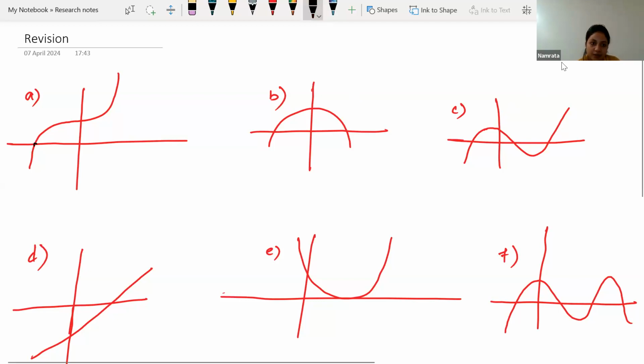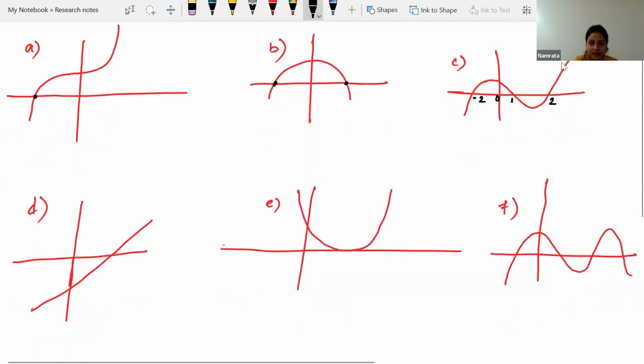Here we are having 1. Here we are having 2 zeros. For the next one, let's say this point is -2, this is 0, this is 1, this is 2. So what are the points that are zeros of the polynomial? -2, 1, and 2. Exactly.